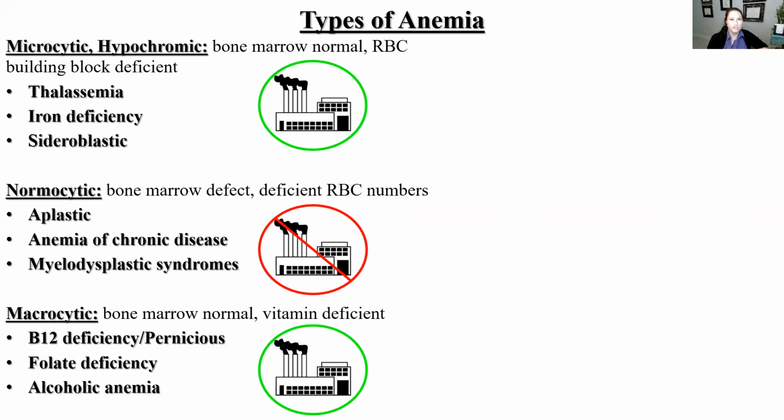Next, we have our macrocytic, or large cell, anemia. This is going to be where the bone marrow is normal, so our factory is working just fine, but we have a deficiency in vitamins that make up the red blood cell. Our 3 types that we'll talk about for this are going to be B12 deficiency anemia, folate deficiency anemia, and then anemia of chronic alcoholism.